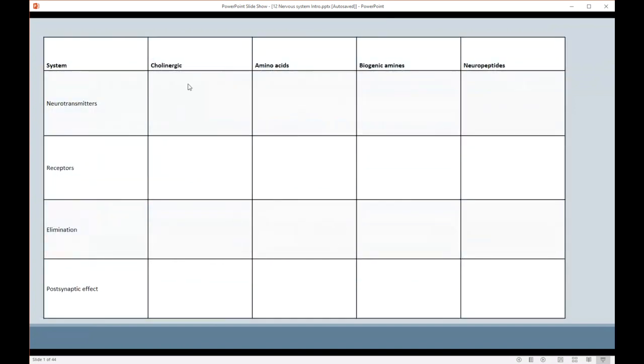This is a chart that I would like you guys to fill out. That is going to be your next assignment for lecture.